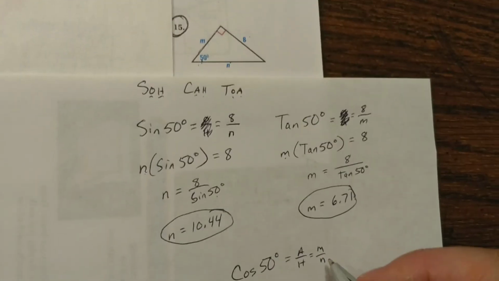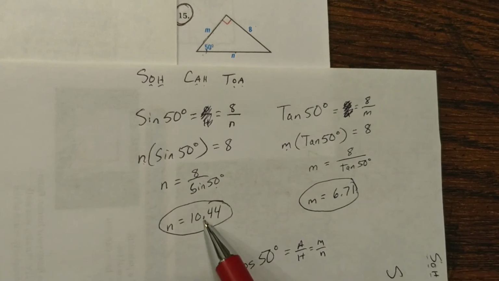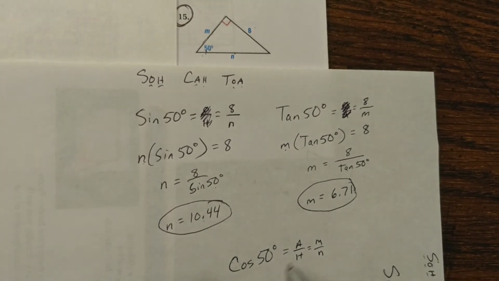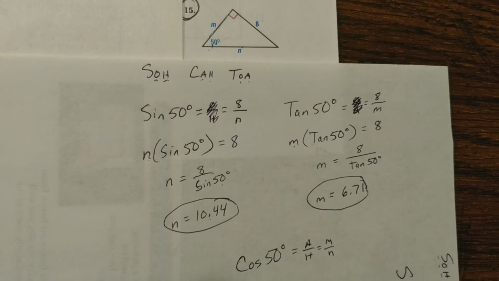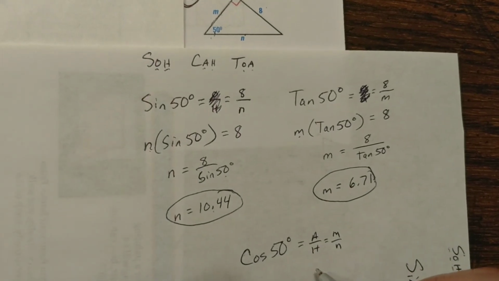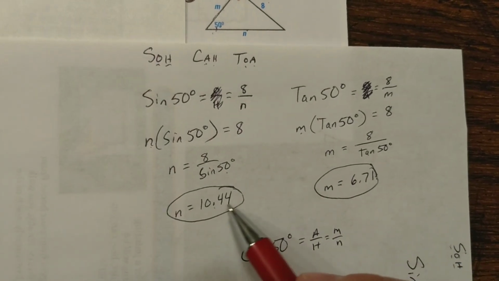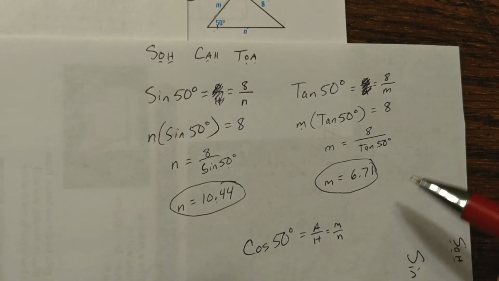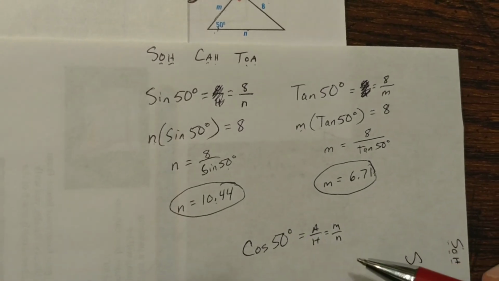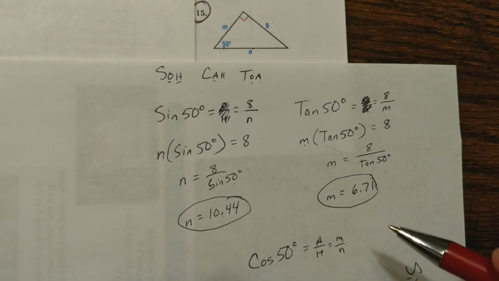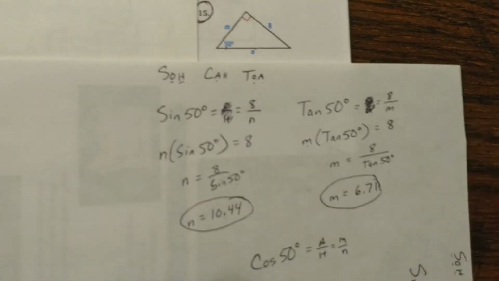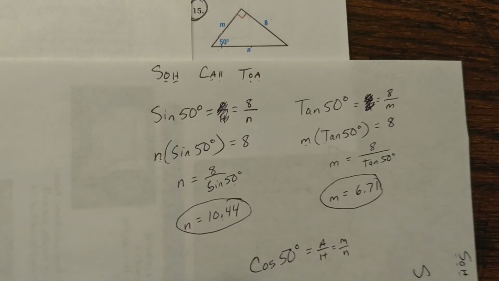Now, I guess you could make the argument that once I had n, I could plug it in here and use the cosine, and that's true. I'd be a little bit inaccurate since I'd be working with a rounded number, but right off the bat, I wouldn't have been able to use cosine at all. So you've got to kind of pick and choose based on which variables you know or don't know.